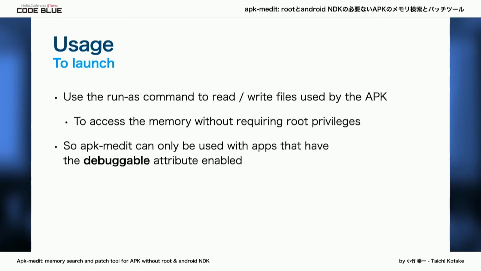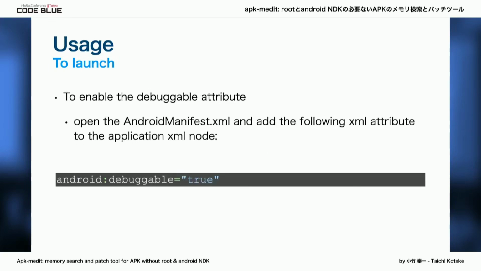Let's start with how to launch it. Use the launch command to read files used by the target app. APK medit can only be used with apps that have the debuggable attribute enabled. To enable the debuggable attribute, open the Android manifest XML and add the following XML attribute to the application XML node.